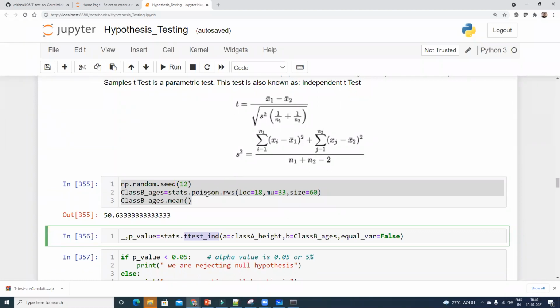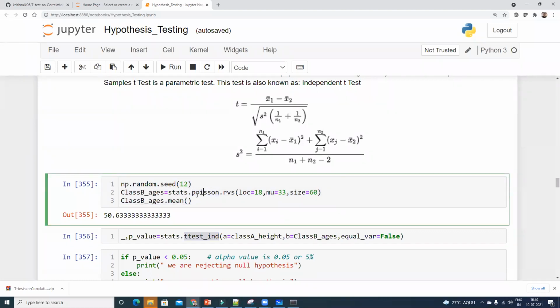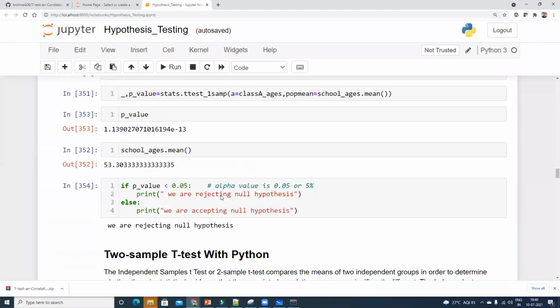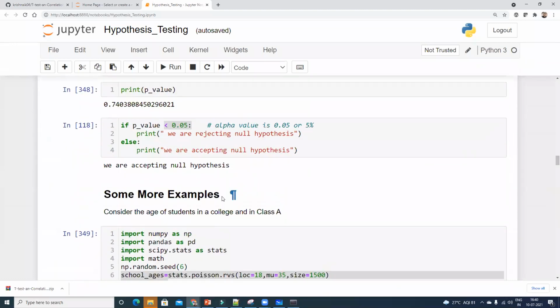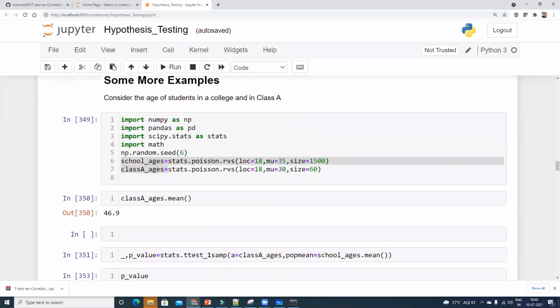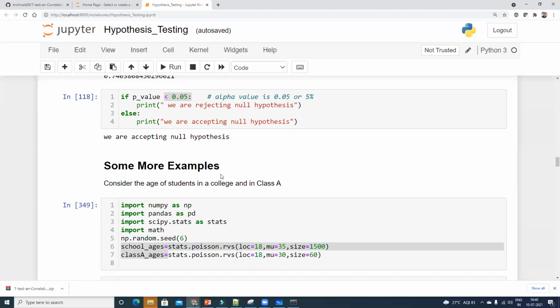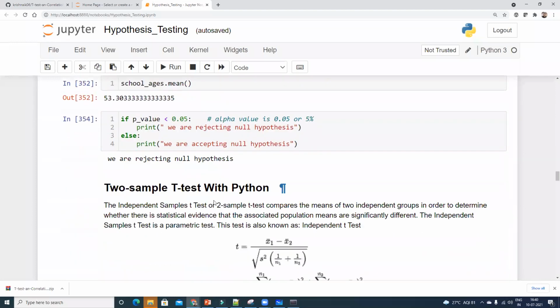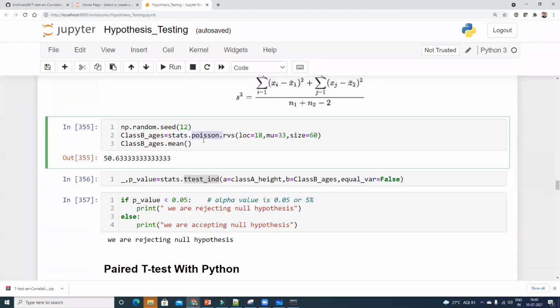This is your Poisson distribution, guys. This will help you create Poisson distribution data. We saw in the last class how to create logarithmic distribution data, exponential distribution data. Similarly, if you want to create Poisson distribution data, you can use this.